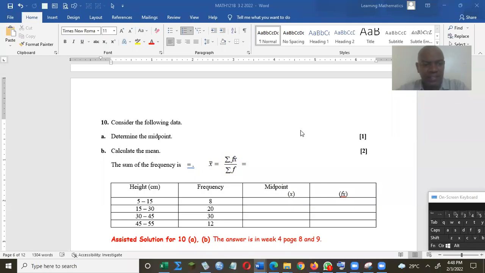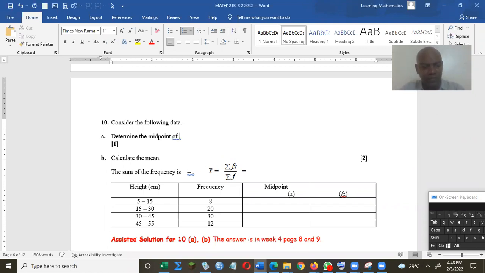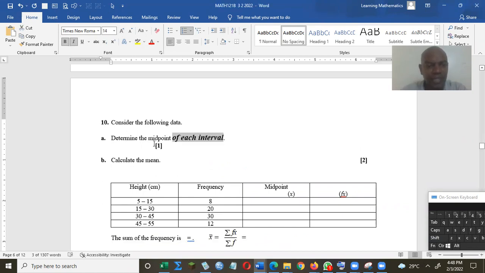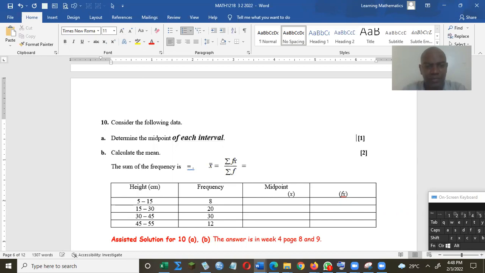So we are on number 10. It says, consider the following data. Determine the midpoint of each interval. This was not written previously, so let me just, okay. Determine the midpoint of each interval.